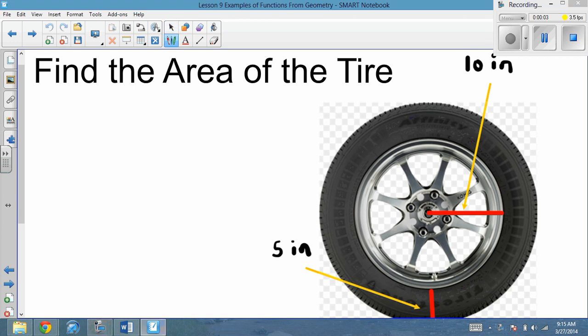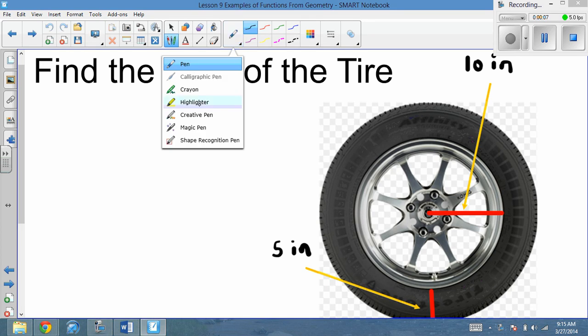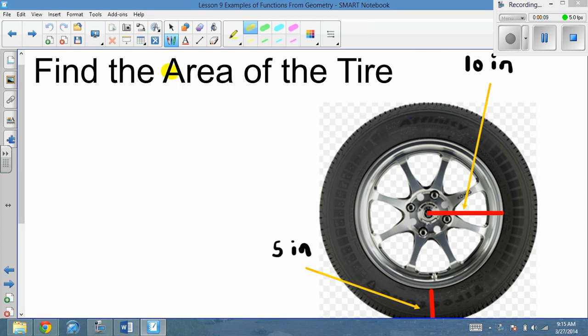All right, today we're going to take a look at an example of finding area. This particular problem asks us to find the area of the tire pictured below. Now, one thing we probably have to specify is that the tire does not include the inner rim part. So when it asks us to find the area of the tire, we're only looking to calculate the area of the black rubber portion of this wheel.